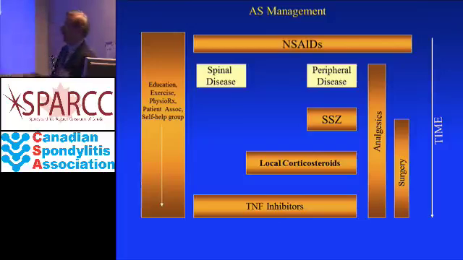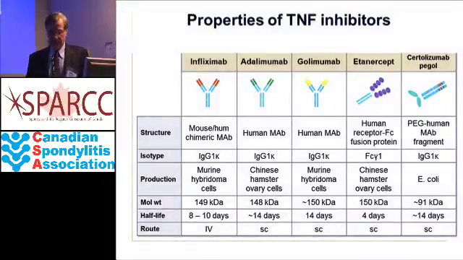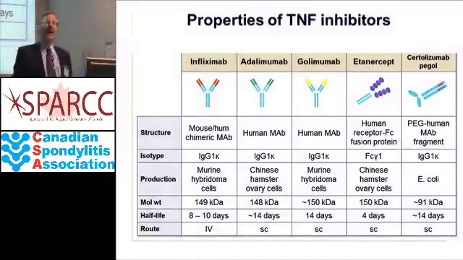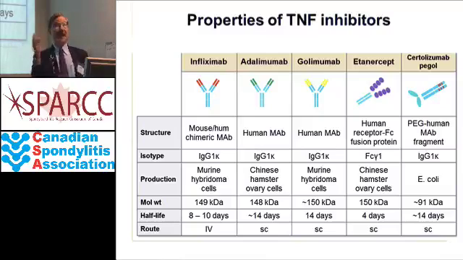So TNF is a normal molecule. It's just inappropriately released at the wrong place and the wrong time. So the big breakthrough, around 1999, was the development of these molecules that can actually inhibit tumor necrosis factor. Because, as I said, up to that point we basically had non-steroidals and analgesic medication and not much else. So this really was a sea change in the management of this disease, because it really changed the landscape for many, many of our patients.